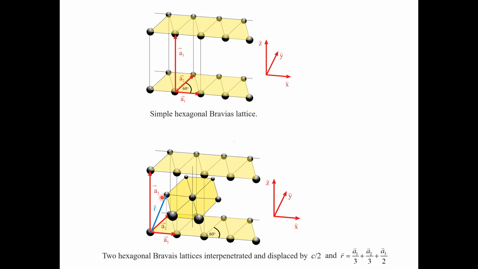A3, so this is A3 here. So when you build another R here, or the vector here, it is going to be a1/3, a2/3, and a3/2. So this cuts half here.